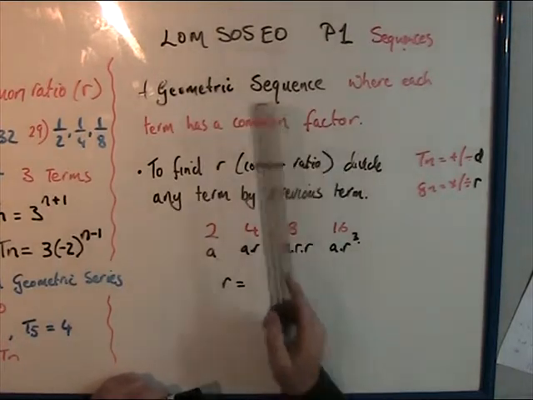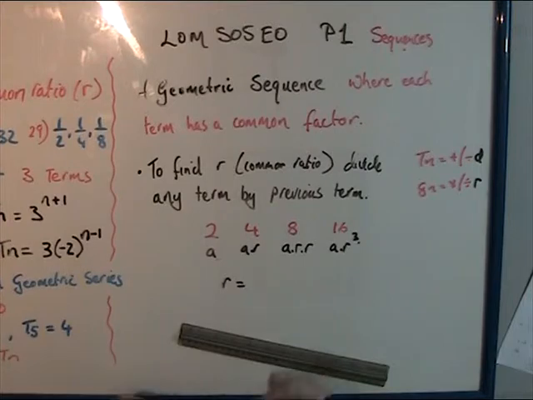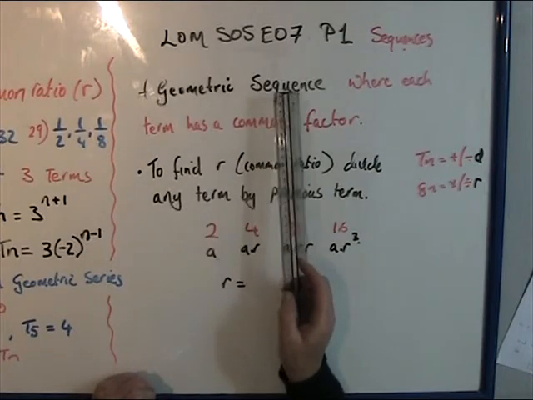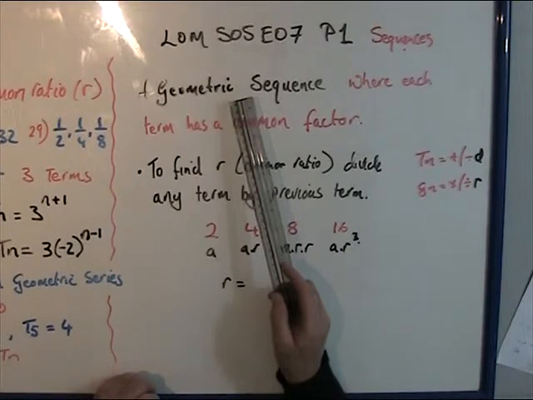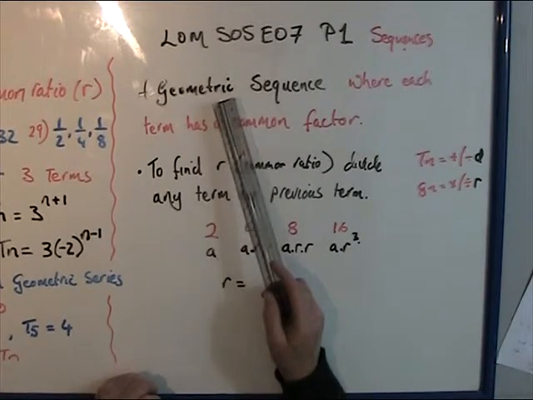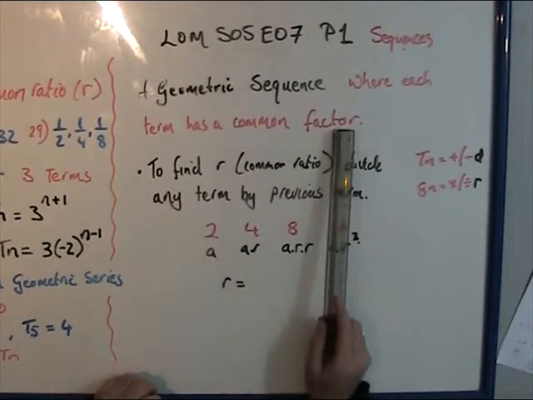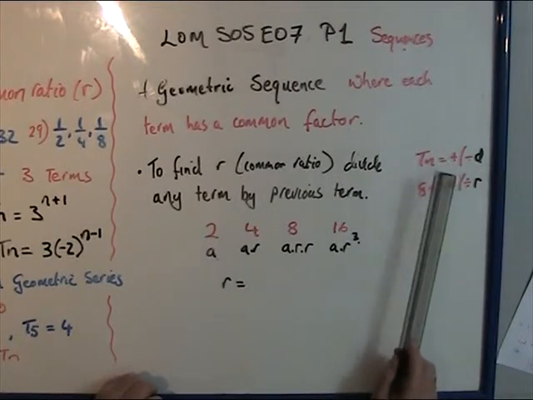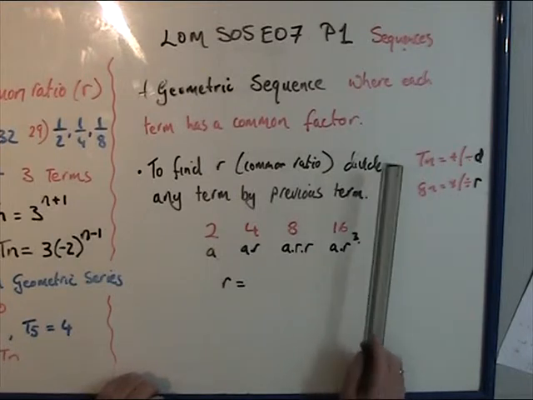Now, Michael is my name and it's Leaving Cert Early Level Maths Series 5 Episode 7 and it's Paper 1, and we're dealing with sequences and series, and today we're dealing with a geometric sequence. Now we've dealt with arithmetic sequences. We're now dealing with geometric sequences where each term has a common factor. The other time we were dealing with arithmetic sequences of plus or minuses. You had a plus something or a minus something. But this time we're dealing with multiplications.